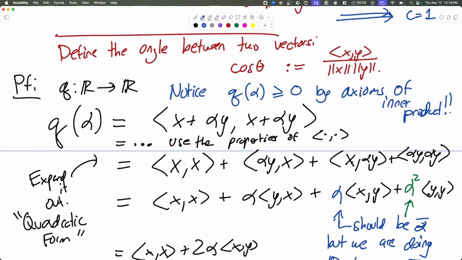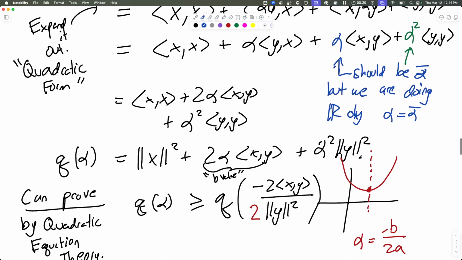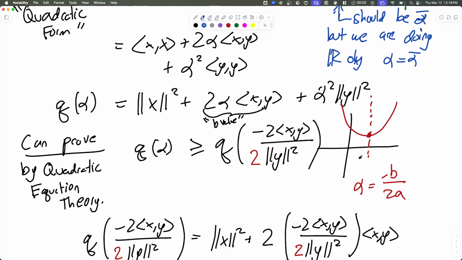So not only is q a quadratic equation, the axioms of an inner product say it's always greater than or equal to 0, and in particular that means it must be nonnegative at its minimum value. So the picture I drew over here, I drew it above the axis. You could have also imagined a quadratic equation that goes below the axis, but it's always like this. Q star is bigger than or equal to 0 by the axioms.